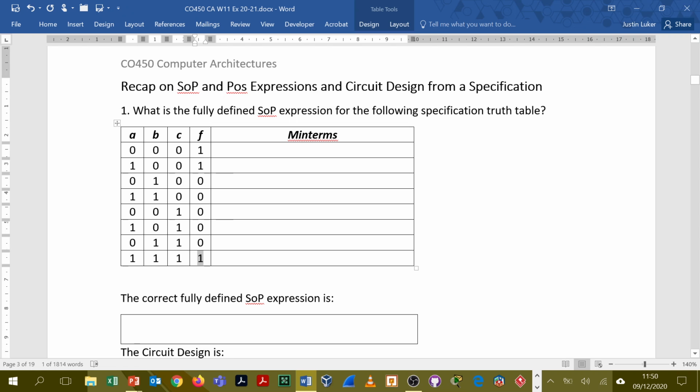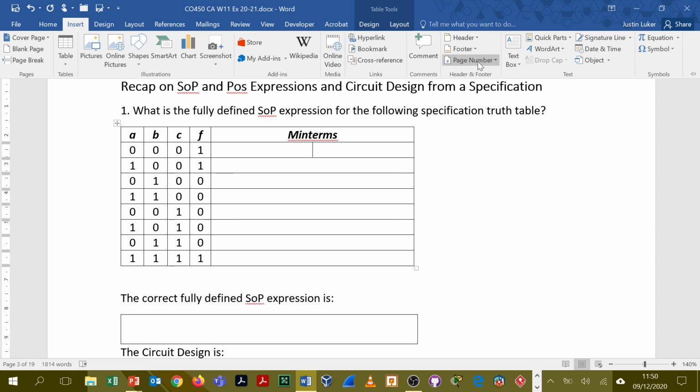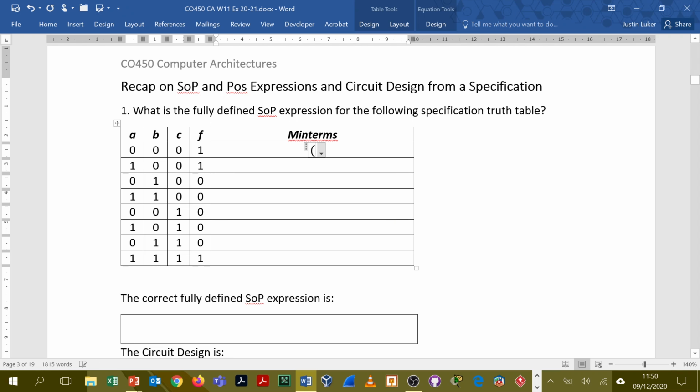So these are the min terms that we need. So we need to create an expression. Let's make the equation. So let's do that. So open brackets. So we've got A, B, and C. Here we're looking for 1s, and these are all 0. So we have A is 0, B is 0, and C is 0.